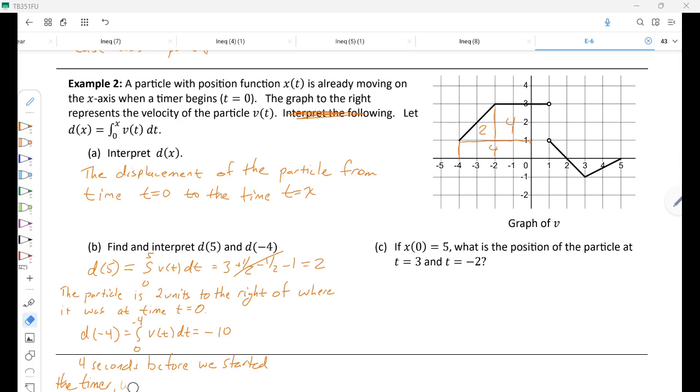The particle was 10 units to the left of where it was at time t = 0.